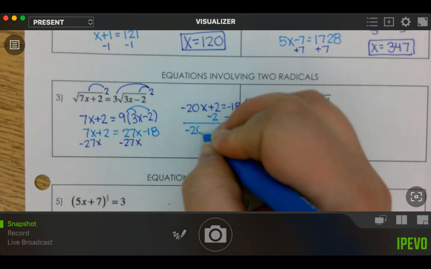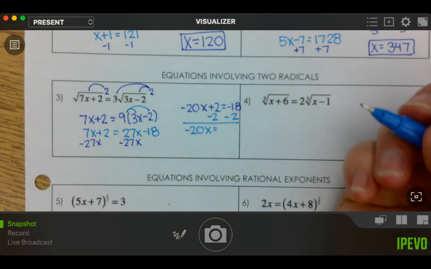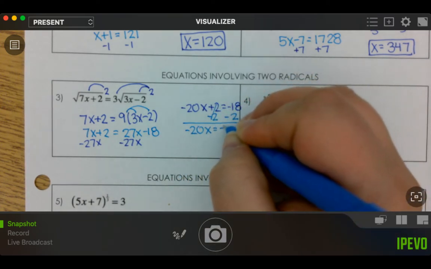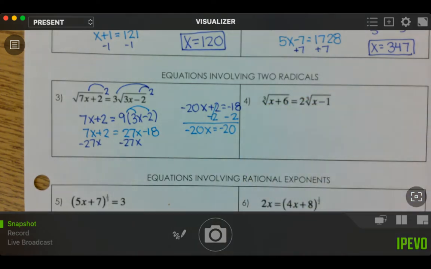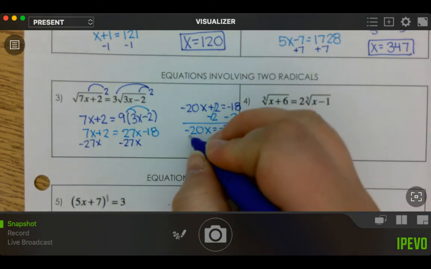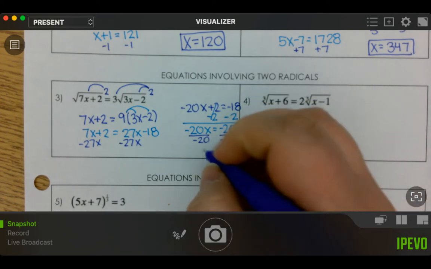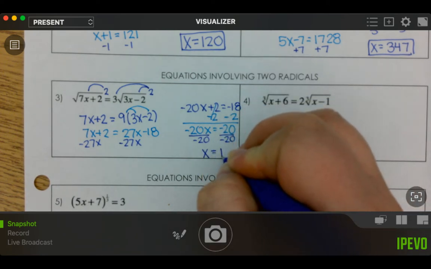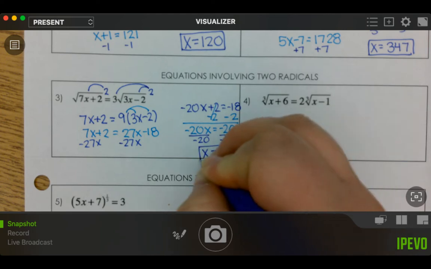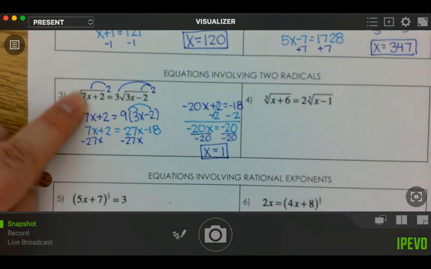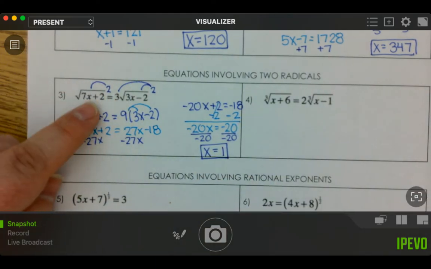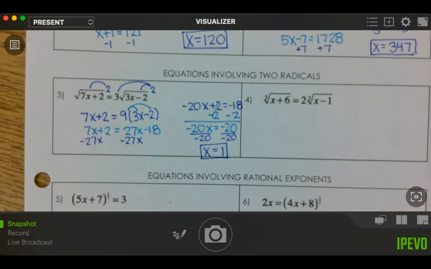Again, your whole goal is to get x all by itself. Negative 18 minus 2 is negative 20. And then you just divide by negative 20 at the end. And believe it or not, this crazy looking equation ends up having the answer of 1. So that gobbledygook right there is only true if x equals 1. I know, it seems insane.